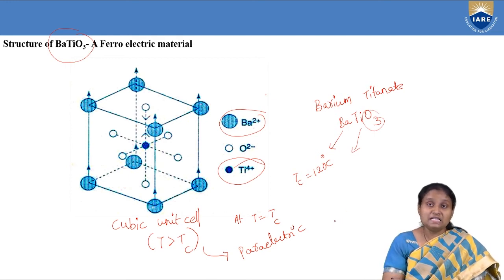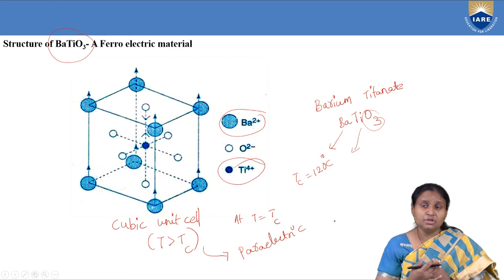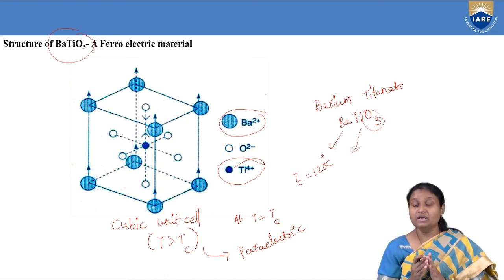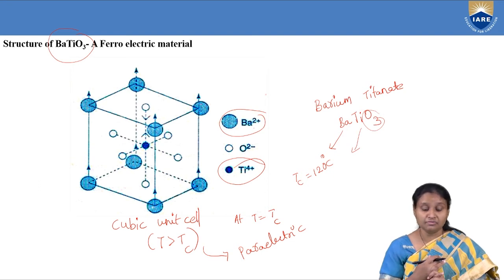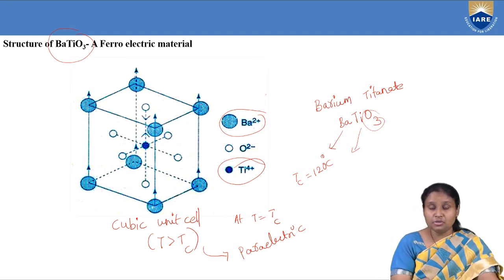Now we'll see what exactly is happening, why it gets converted to the paraelectric state once we go beyond Tc. First we try to understand the structure when it is in the paraelectric state, or when the temperature is greater than the Curie temperature. Then we'll correlate it with its structure below Tc, where it exhibits ferroelectric behavior. As you can see, this is the cubic unit cell of barium titanate at temperatures greater than Tc, when it is in the paraelectric state.